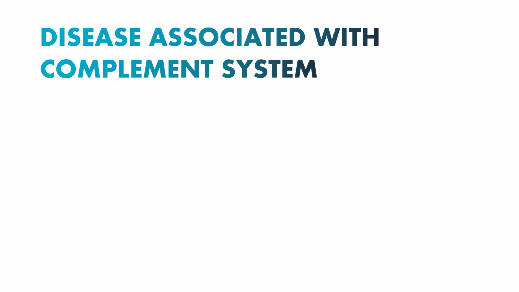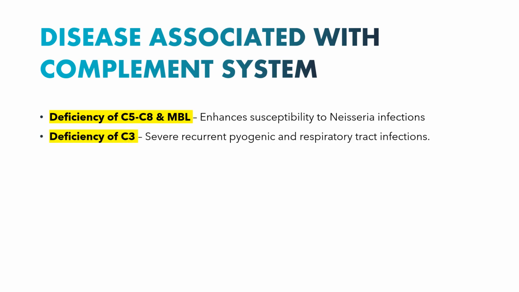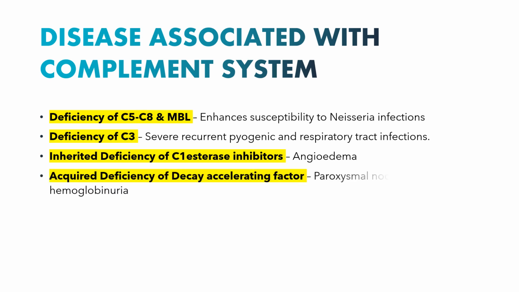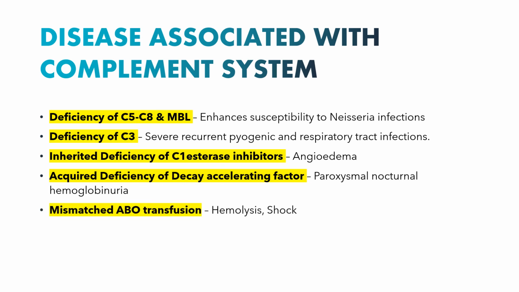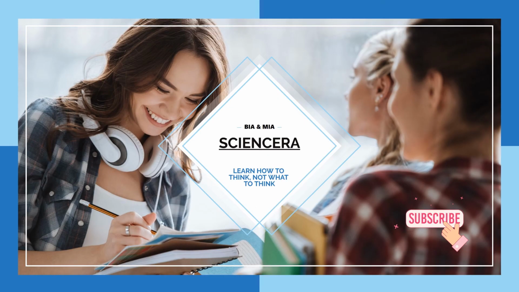Then we have diseases associated with the complement system. The first one is deficiency of C5, C8, and MBL, which enhances the susceptibility to Neisseria infection. Deficiency of C3 causes severe recurrent pyogenic and respiratory tract infection. Inherited deficiency of C1 esterase inhibitor causes angioedema. Acquired deficiency of decay accelerating factor causes paroxysmal nocturnal hemoglobinuria. Mismatched ABO transfusion causes hemolysis and shock. Immune complex mediated diseases include glomerulonephritis.